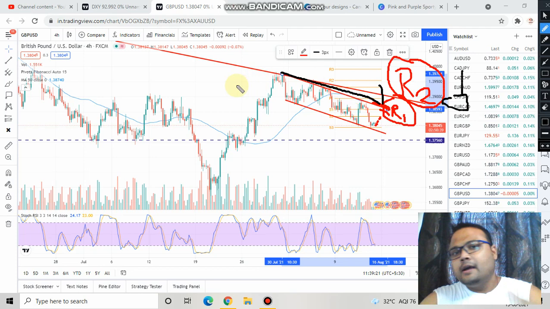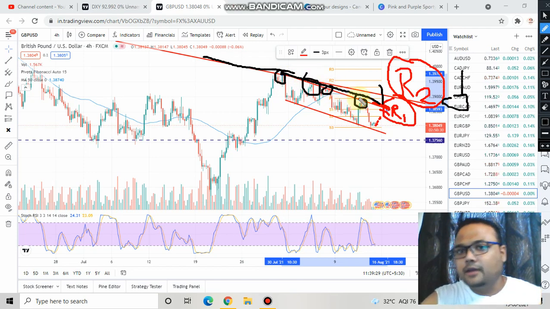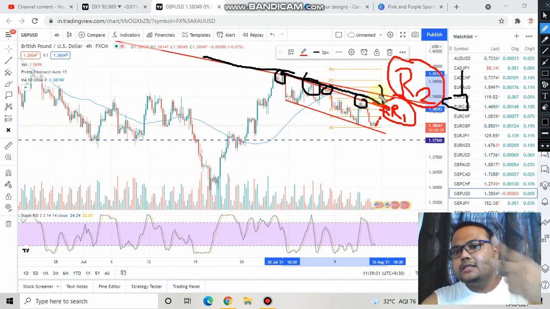So apart from this long trend line, you must also draw this short new trend line, which is acting as a resistance for the market right now. So we have got two resistances. Our main focus will be on the R1 for Friday.